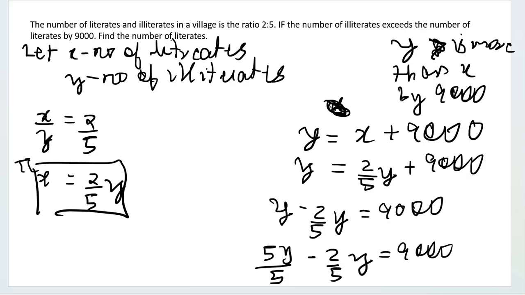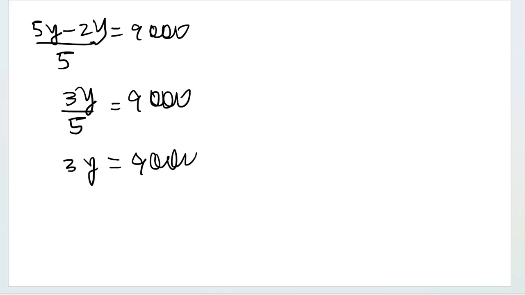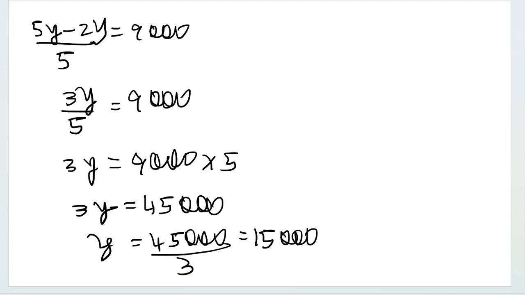So this become 5y minus 2y upon 5 is equal to 9,000. 5 minus 2y is 3y upon 5, which became 9,000. So we take this 9,000 here, and we get this answer as 45,000, and this y will be 45,000 upon 3. This will come out to 15,000. You can check using calculator.